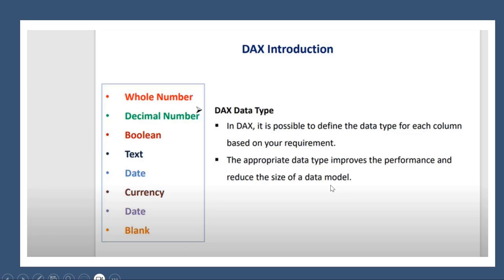So in DAX, what kind of data can we use? It is possible to define the data type for each column based on its requirement, because appropriate data types improve the performance and reduce the size. So we can use whole number, decimal number, boolean, text, date, currency, and blank. It's up to you what kind of data you want to use, so it can be feasible for your data set.